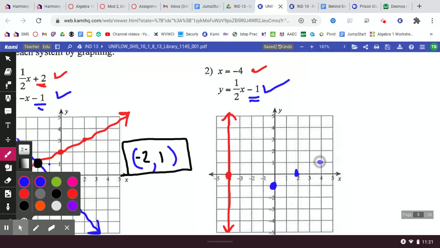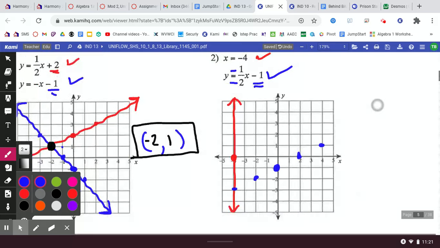But that doesn't really help me because that's not taking me toward my other line. And I need to go toward my other line because I want to know where they cross. So a positive positive, I could also do a negative negative. And that still works. So I could go down 1, backwards 2, down 1, backwards 2. Now I've got what I need. I've got them crossing. So now I'm going to draw that blue line.